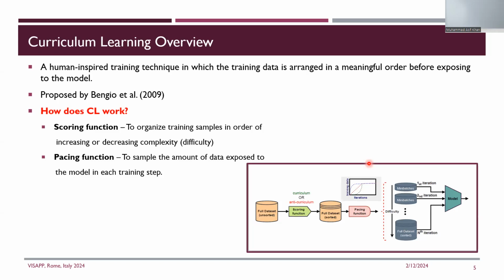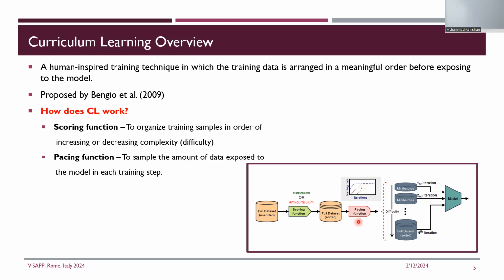This figure shows how curriculum learning works. As you can see in this figure, we take a full data set in which the training samples are unsorted. They are randomly arranged. We apply a scoring function which actually organizes the samples in a particular order, typically by increasing or decreasing difficulty or complexity, to get the sorted data set here.